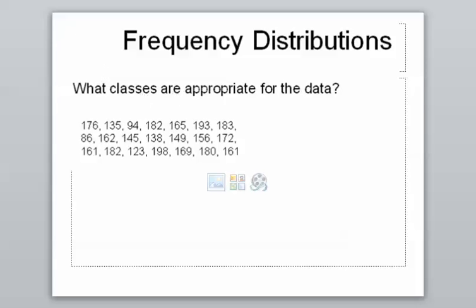Does it matter how many chunks you have? It depends upon what you're trying to do. And how big the chunks need to be, it depends upon what you're trying to do. If we're looking at this data here, we've got 176, 135, 94, 84, 65, 93. Well, a lot of numbers there, right?